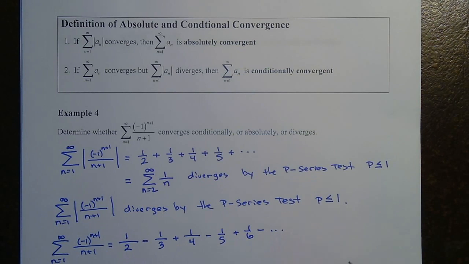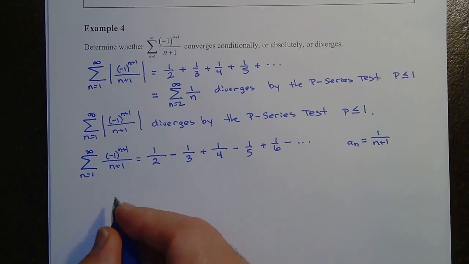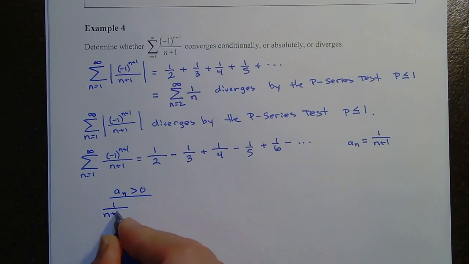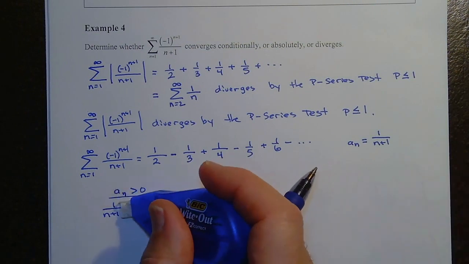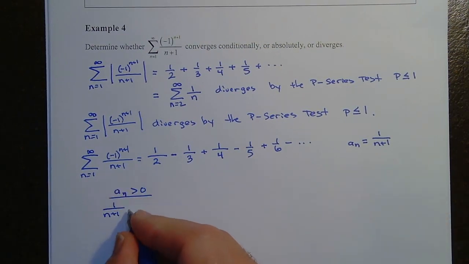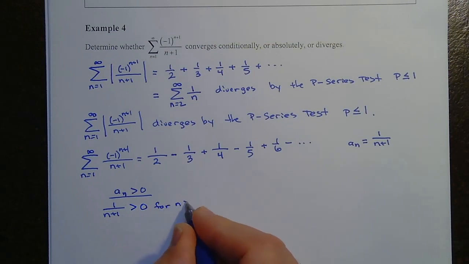And so our a sub n is equal to 1 over n plus 1. Because this is an alternating series, the only test we could use is the alternating series test. So what do we know about a sub n? a sub n has to be greater than 0. That means 1 over n plus 1 is greater than 0. Let me fix that, I put my inequality a little too close. So 1 over n plus 1 is always going to be greater than 0, and that's true for n greater than or equal to 1.